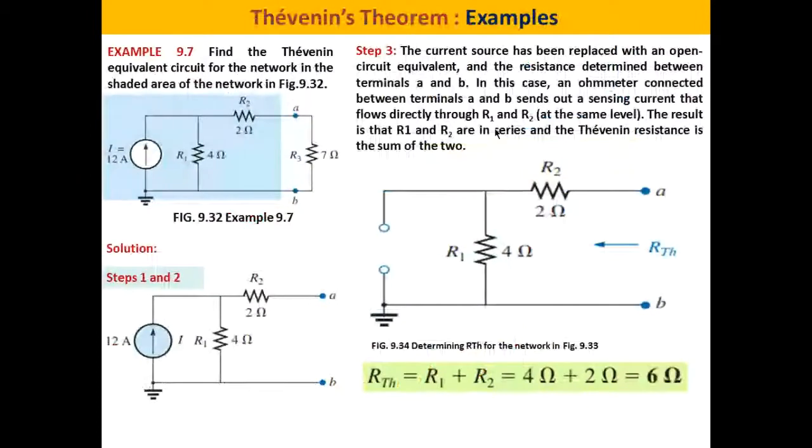Let's go through examples now. Okay, let's consider this circuit, which is in figure 9.32. For this circuit, find the Thevenin equivalent circuit for the network in the shaded area, as shown here. Here we have R3, and we would like to replace this portion of the network by its Thevenin equivalent circuit.